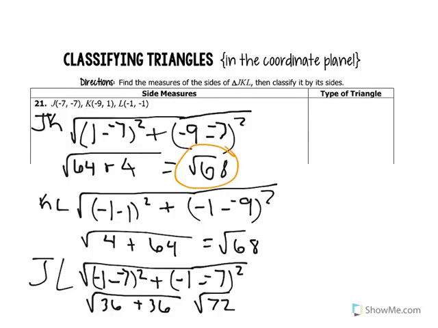So the distance of the three sides, two of them are the same, so it's an isosceles triangle. Two sides are the same. And that's how you would classify when you're given 3 points for a triangle in the coordinate plane. So now try problems 22, 23, and 24 yourselves.